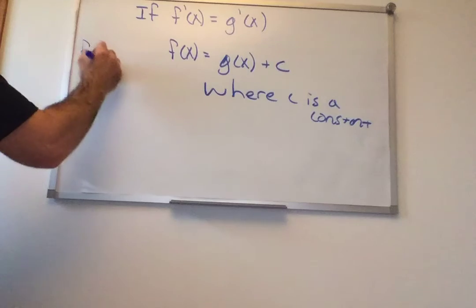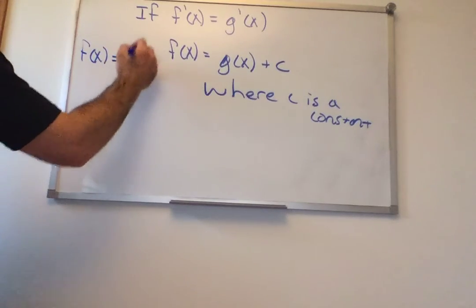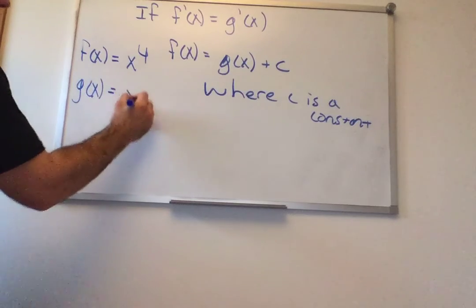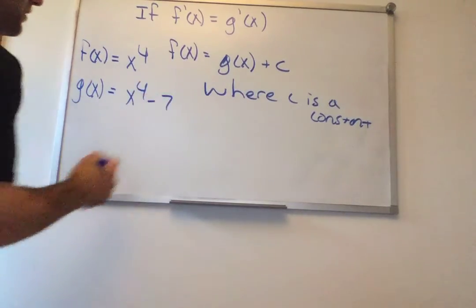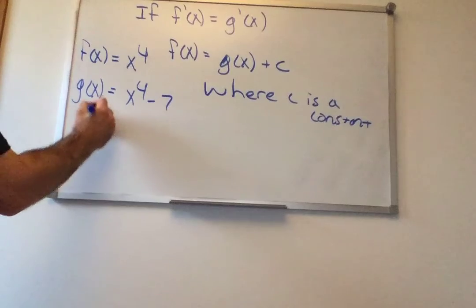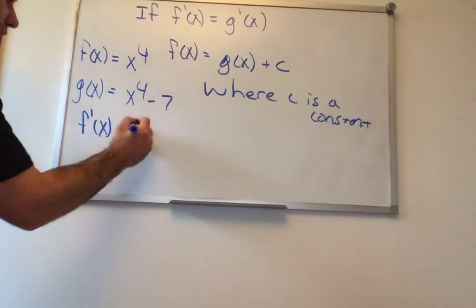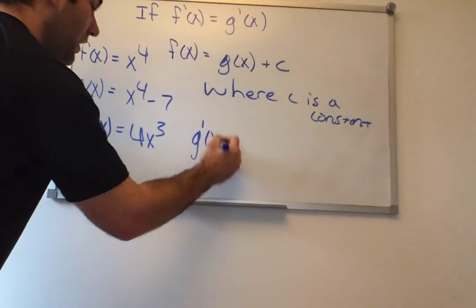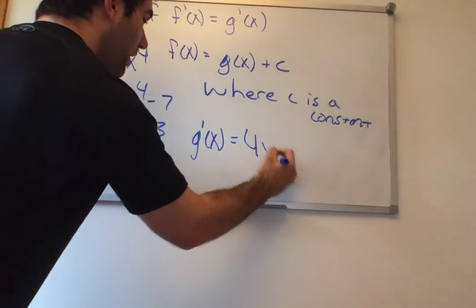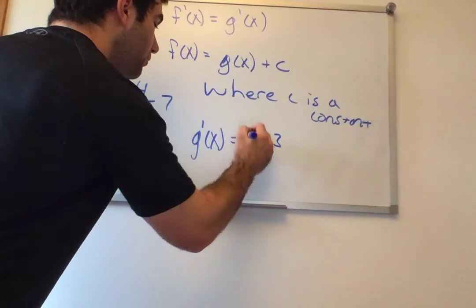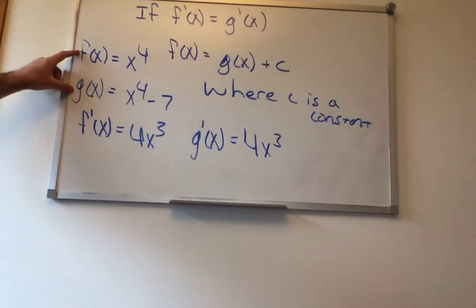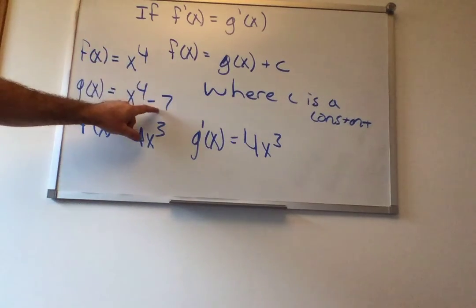I'm just going to show a very quick example. If we have f of x being x to the fourth, and we have g of x being x to the fourth minus 7, well, f prime of x is equal to 4x cubed. G prime of x is equal to 4x cubed. So their derivatives are exactly the same. So that means that the functions are exactly the same up to a constant.